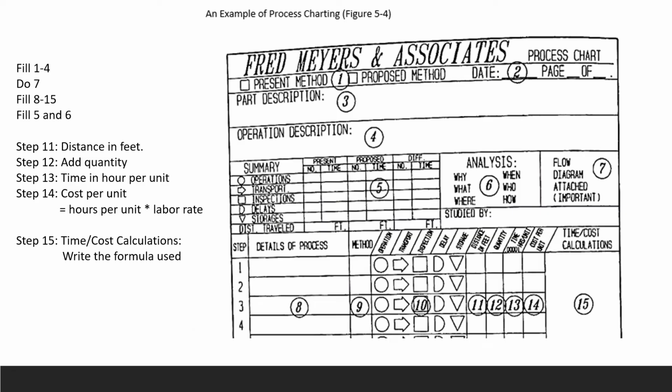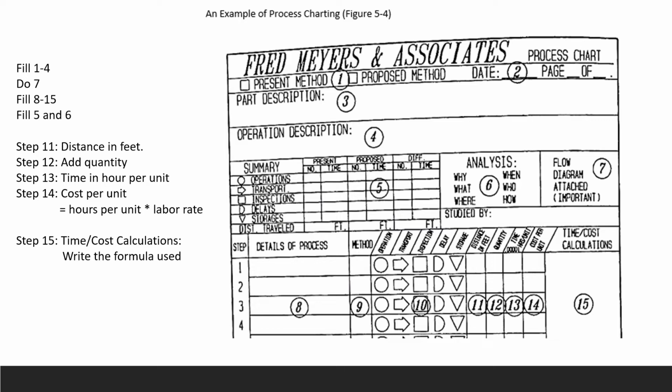So how to fill it? First fill 1 to 4, and then do 7, which is your flow diagram. You just have to build the flow diagram and attach it. Then you do 8 to 15 here, and then you do 5 and 6 in a proposed chart. So 11 all the way to 14.